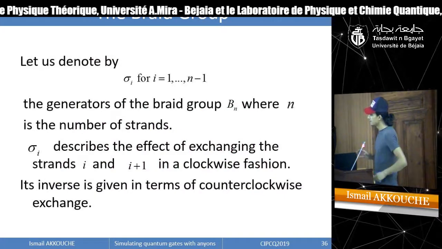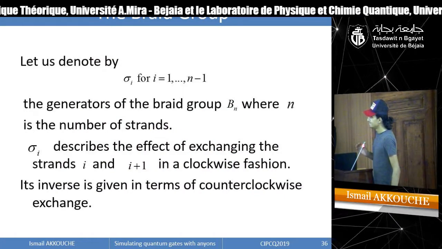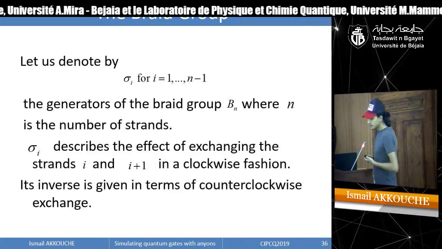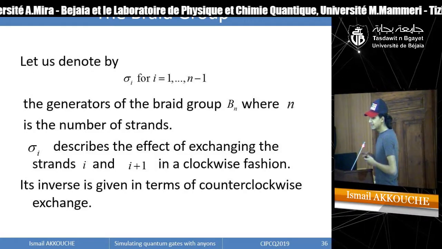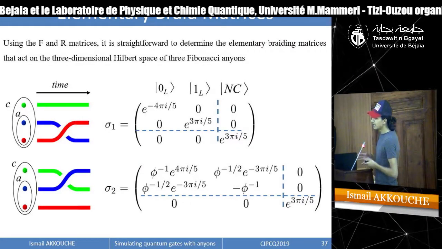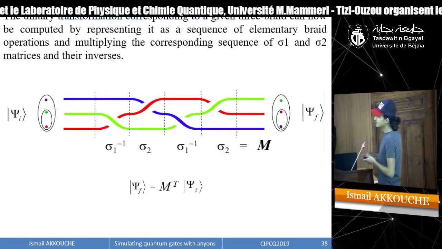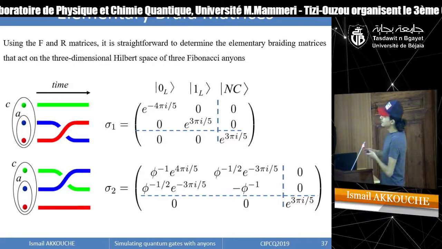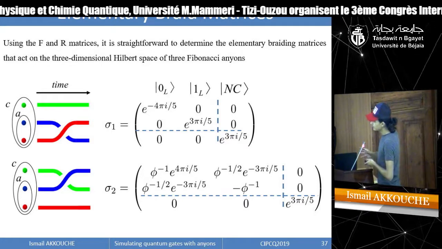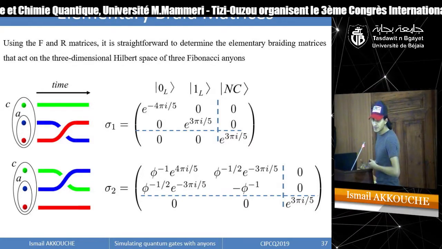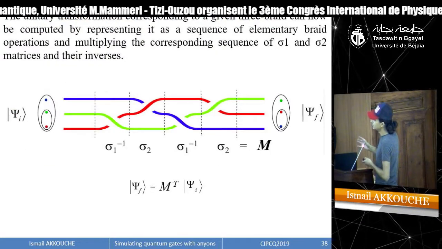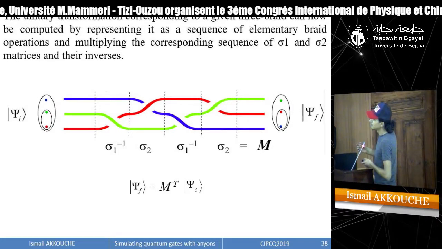We can think about the quasi-particles as a group and the braiding matrices as the generators of this group. So by using the F and R matrices and doing some calculations, we get these braid matrices. This braid matrix is topologically equivalent to this. And by putting this together, I will encode our information. So this is our state. I use the sigma matrices to encode my information.